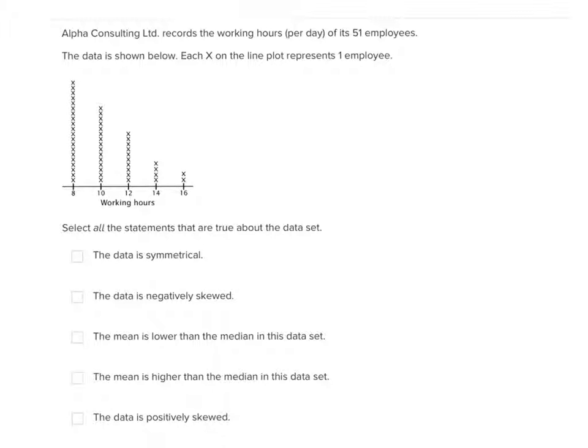Alpha Consulting Limited records the working hours per day of its 51 employees. The data is shown below. Each X on the line represents one employee. Okay. Is the data symmetrical? Absolutely not. It's leaning to one side. It's unbalanced. The data is negatively skewed.